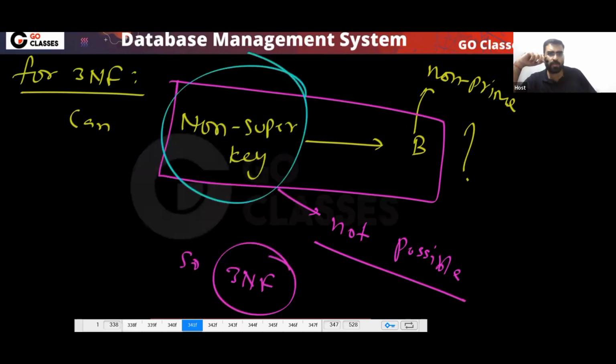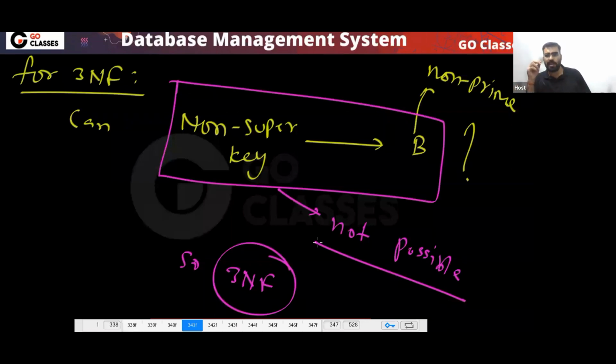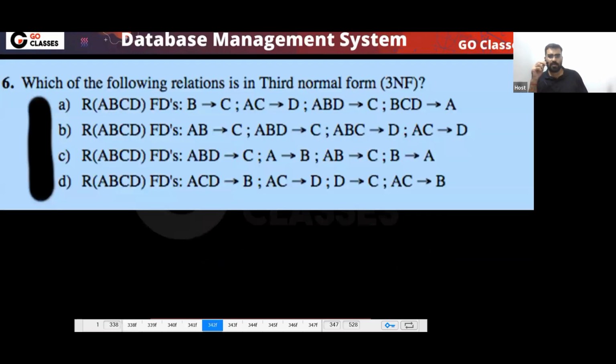So how many non-super keys do you have to check? Basically those containing only A, B, C. A single attribute is not determining B, and in the double attribute, CD is also not determining B. So there is no problem. So this relation is in 3NF. Okay, so this is what we have done.